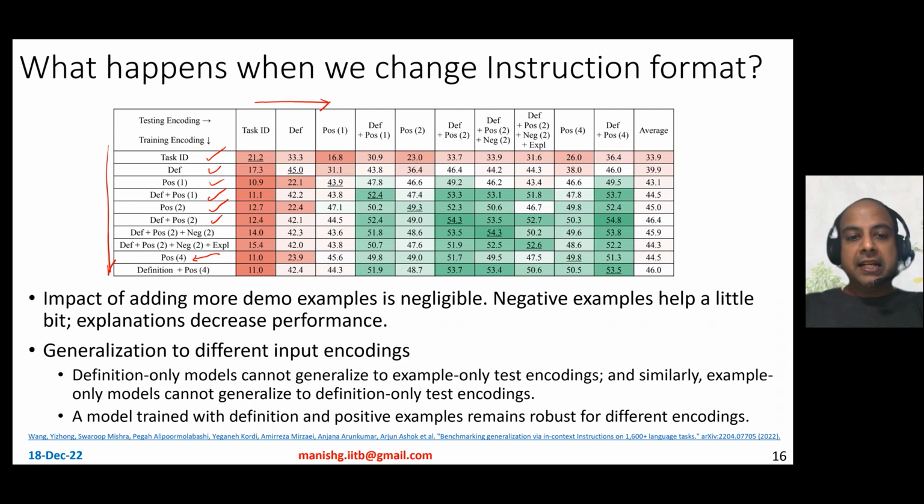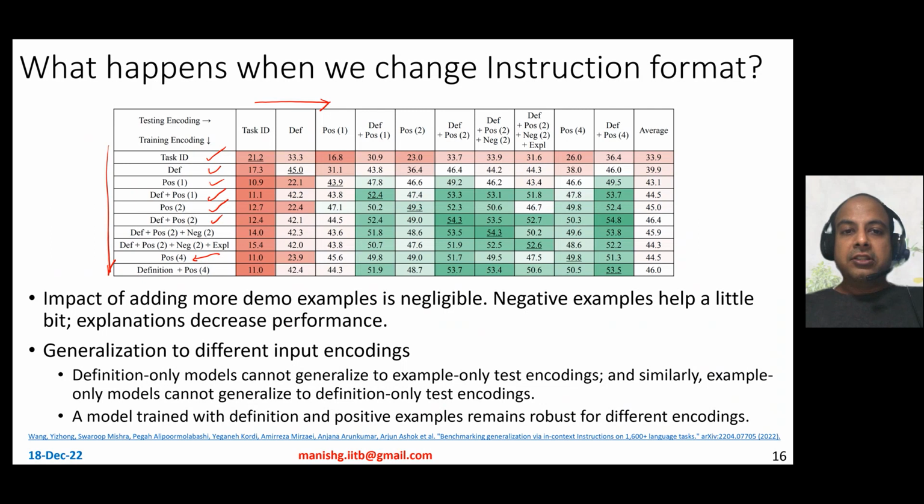So what they observed is that the impact of adding more demo examples is negligible. Just giving one example more or less performs equally well as compared to passing four examples. Negative examples help a little bit. Explanations actually decrease performance. So what they observed is that passing a positive example is good enough. You may or may not want to give explanations or negative examples.